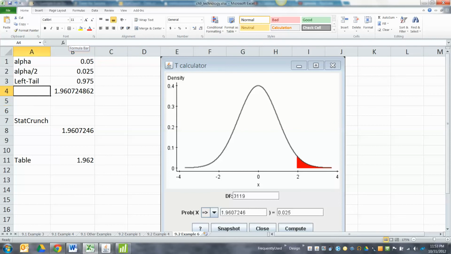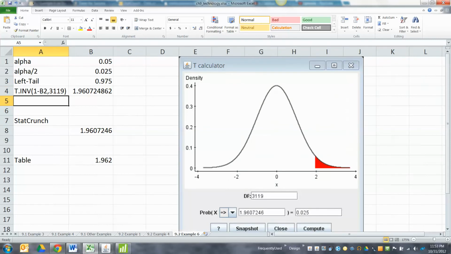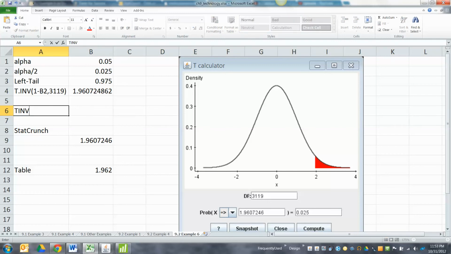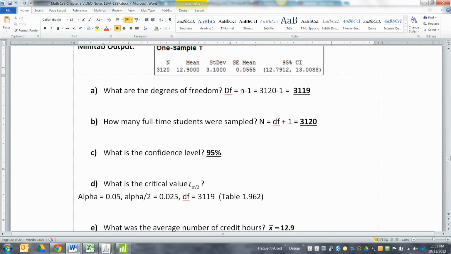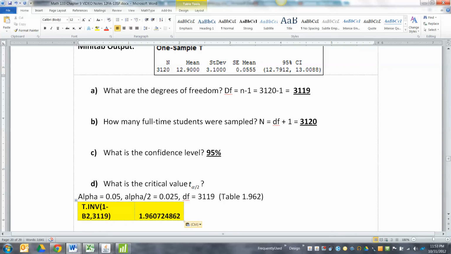Oh, I almost forgot. The old school Excel, the harder Excel to use, the one that's just plain T inverse. To do that, you do T inverse 0.05, comma 3119. Because remember, that one does two tails, like it makes you multiply the one tail. So equals T inverse 0.05, comma 3119. There you go. So if you're stuck with the old Excel, that's how to do it. You don't have to bother with that if you're in new Excel. You can just do this one right here. That's fine. All right, so we've got the value from the computer, which is more accurate. It says it's 1.9607.